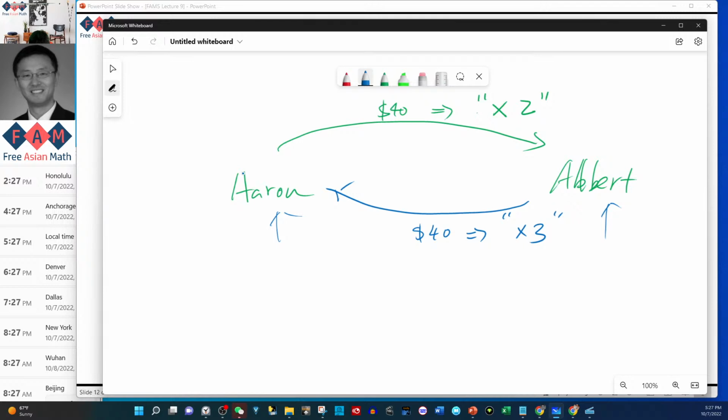So in this case, wait a second. If this guy Albert is twice of Aaron, but Aaron is 3 times of Albert, that sounds weird, right? I'm twice of your money. You are 3 times of my money. Let's start with Aaron. That doesn't mean that Aaron is 2 times 3 equals 6, which is Aaron is 6 times the money of himself.